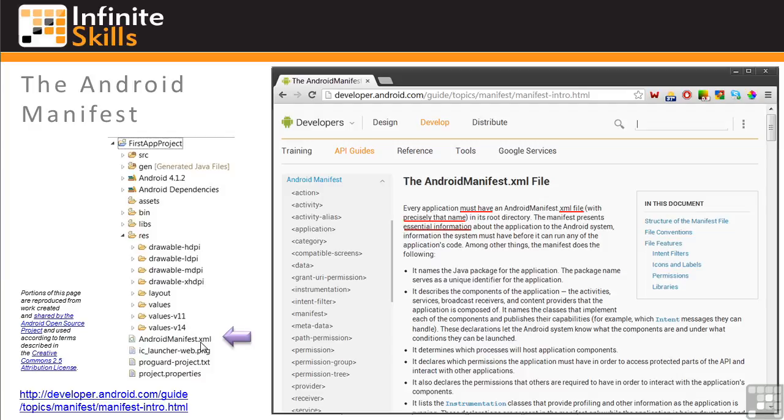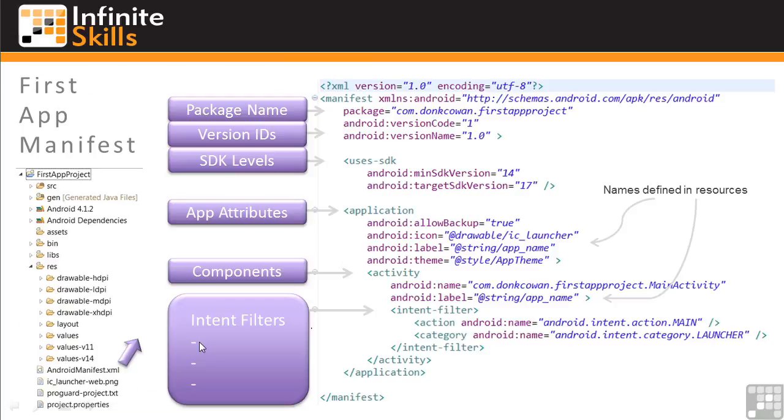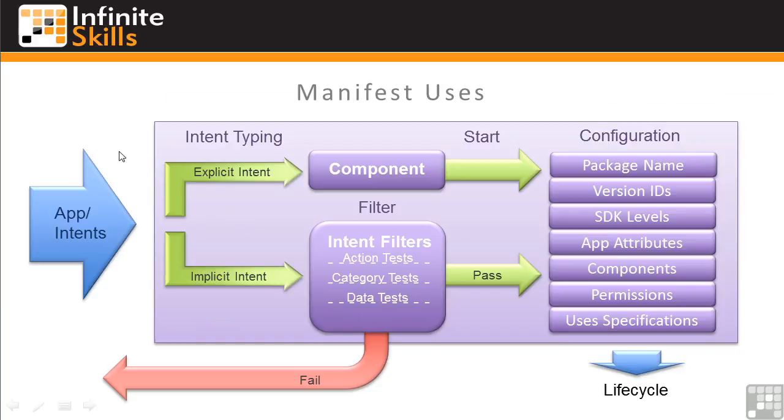The manifest presents essential information about the app to the Android system. Now let's take a look at our first app manifest. It contains the package name, version IDs, SDK levels, application attributes, component information, in our case, our main activity, and filters. Now let's take a look at how the manifest is used in handling your applications.